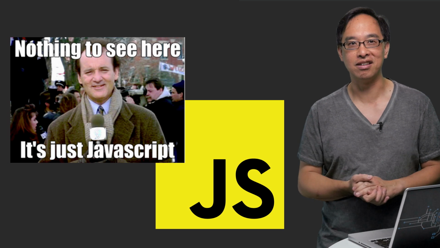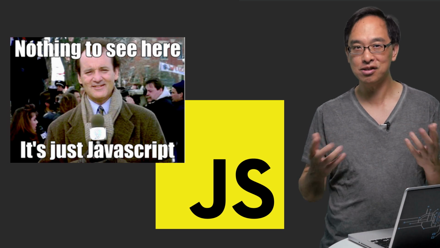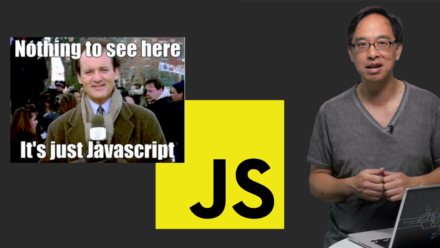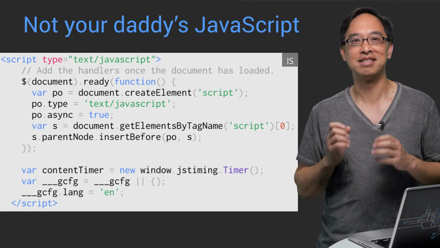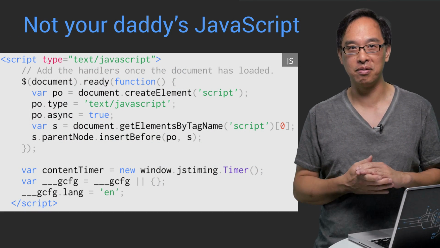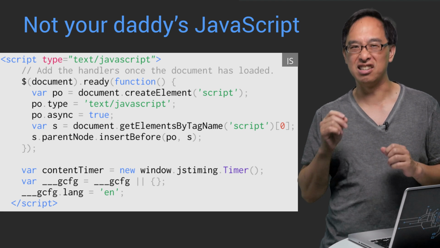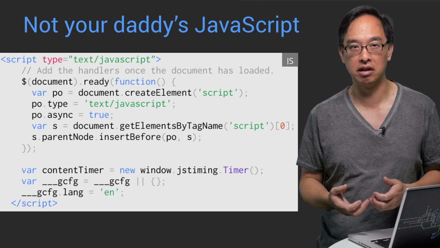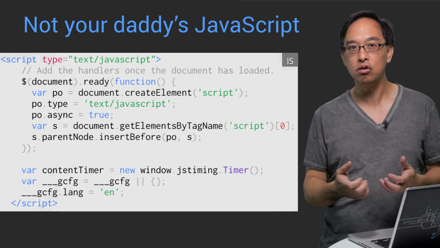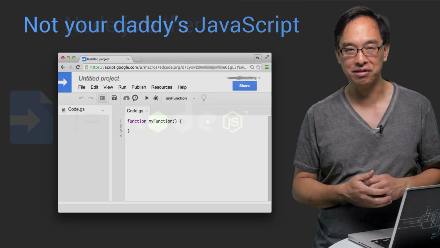All right, the good news here is that there's really nothing new to learn. It's just JavaScript. Even a Python guy like me knows some JavaScript. But it's not your daddy's JavaScript. Aside from one exception, which is out of the scope of this episode, AppScript code is not client-side and does not run in the browser, meaning there's no DOM manipulation like you see behind me. The only thing you do in the browser is edit your AppScript code.